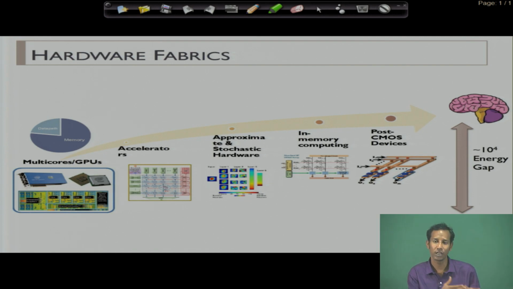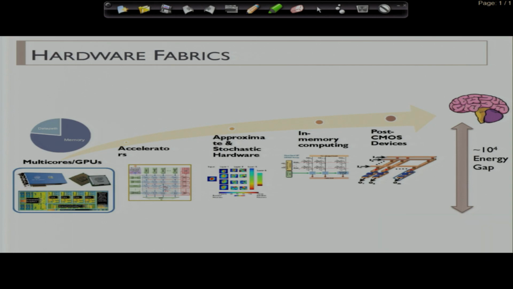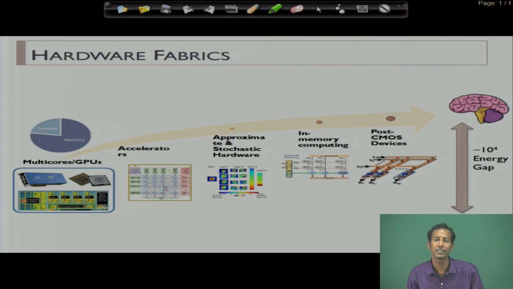Now, whatever we have learned in this particular course, those techniques and learning things we have done, we can apply to make this artificial intelligence hardware more efficient, more energy efficient in future.